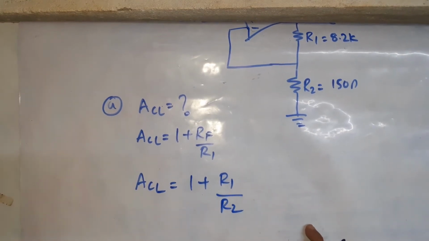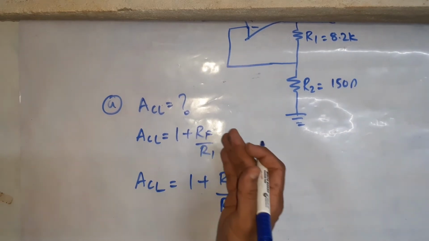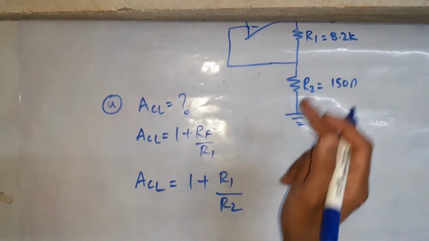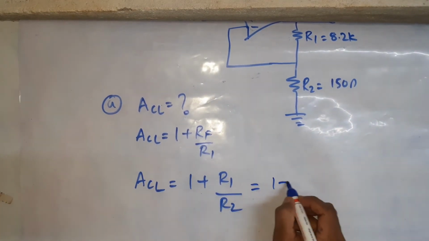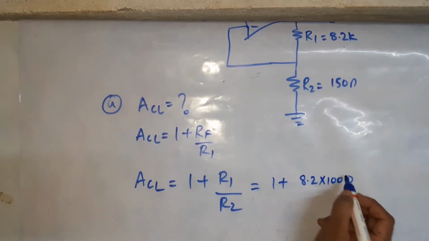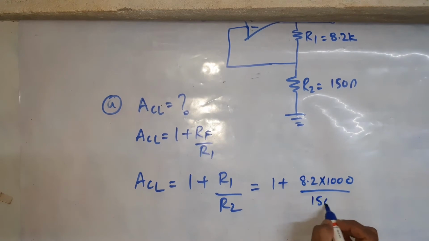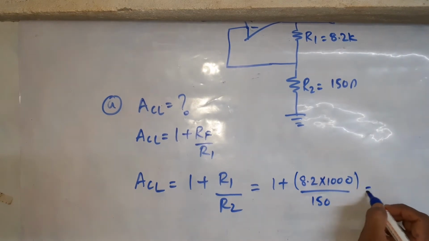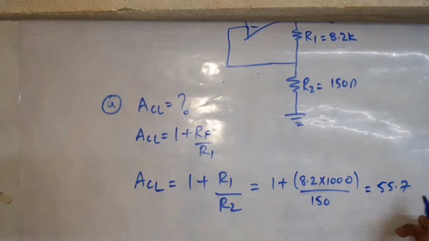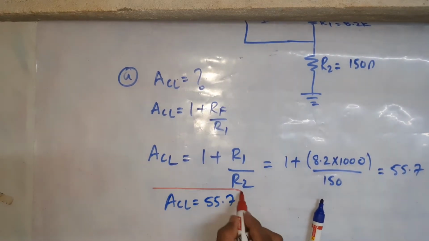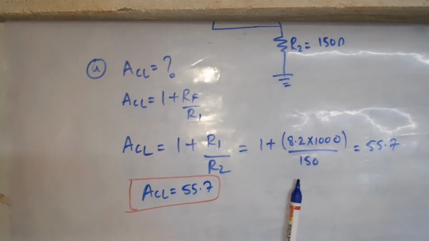You require to modify because notations have been changed. You cannot follow your previous notations. You have to follow the notations given in question. Fine. Yes, so apply it here. 1 plus, what is R1? 8.2 K. What is R2? 150 ohms. Right? If you solve this, you will be getting 55.7. Yes, so ACL is coming out to be 55.7. This is your first case.